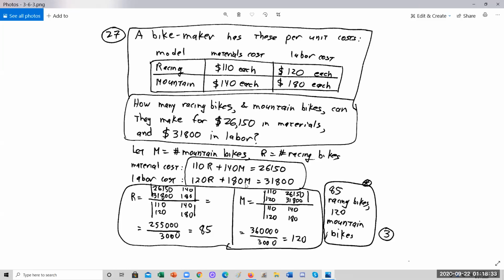I see that I should have put a bar over here, whatever. After evaluating both determinants, you get 255,000 over 3,000 equals 85 for R. And after similar calculations, get 120 for M. So it's 85 racing bikes and 120 mountain bikes.